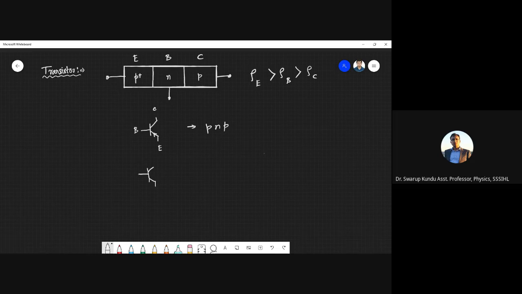It will be something like this: this is your collector, base, and emitter. This is for NPN. You will never forget: you just see the base is P and the emitter is N, so the current direction is P to N, and the arrow will always be P to N. This is how we write NPN. So these are the symbols of the transistor.